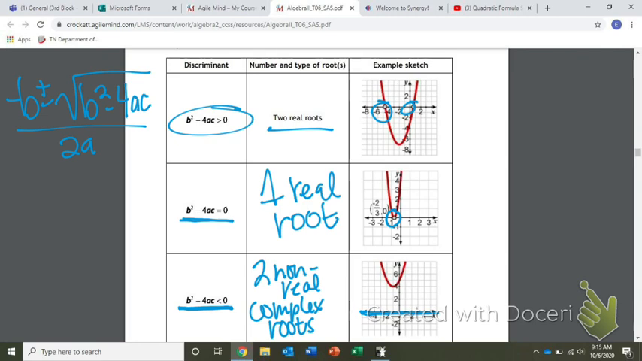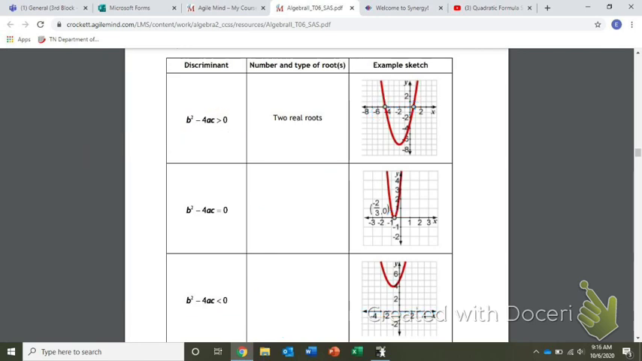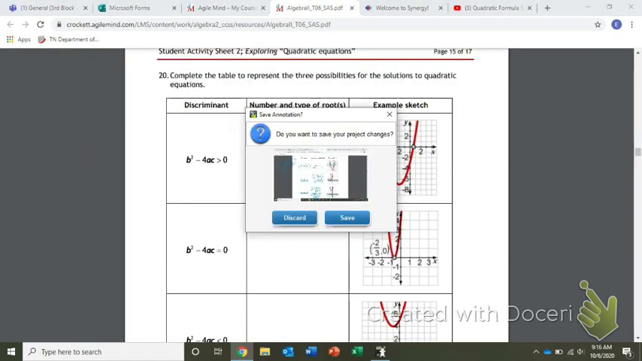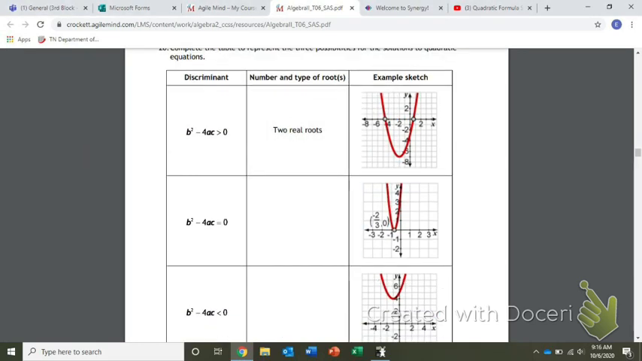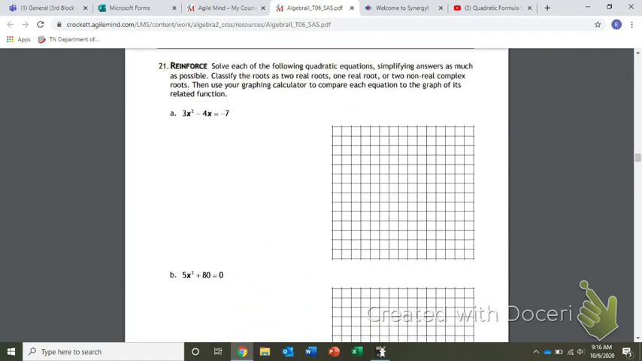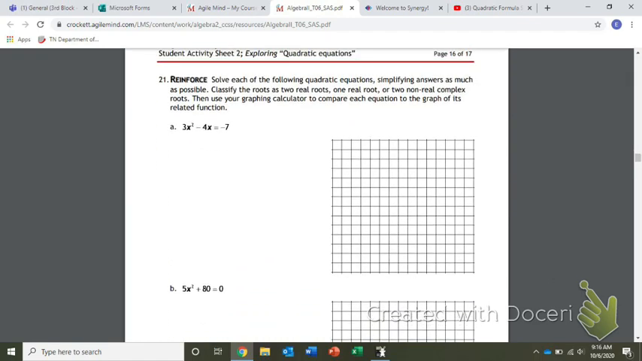Let's see. We can do 21. Sorry, this is a long video, but this is a long section. I'm trying my best to make it as short as I can. All right, I'm going to do the first one. You're going to do... No, we're going to do them all together, actually.